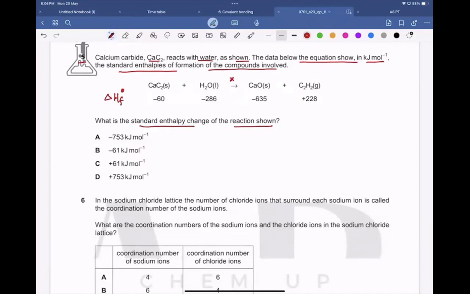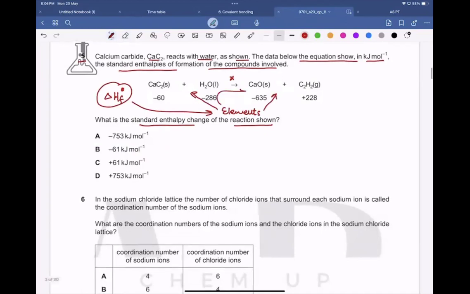If you recall, we always put elements when we make the Hess cycle. We put the elements over here. Whenever there is a formation, we do this: from elements, we make these arrows. So this is your indirect route and this is your direct route. If I make the expression, it is going to be minus 60 plus minus 286 plus x is equal to minus 635 plus 228.